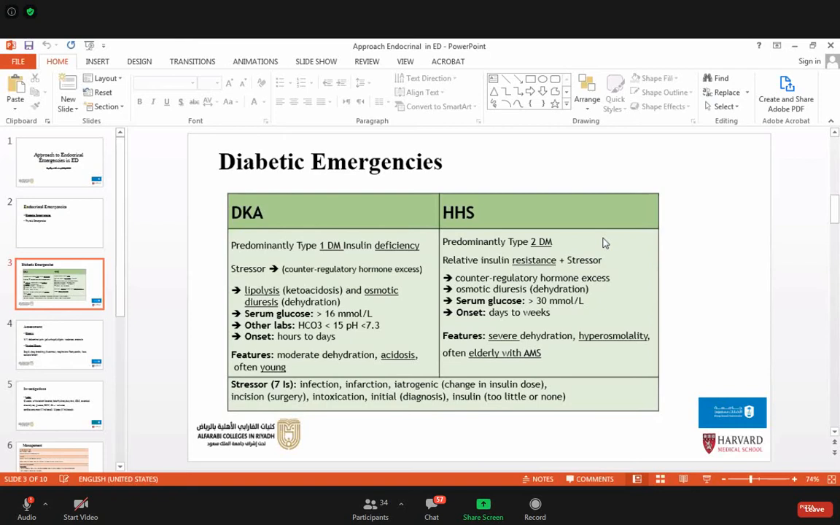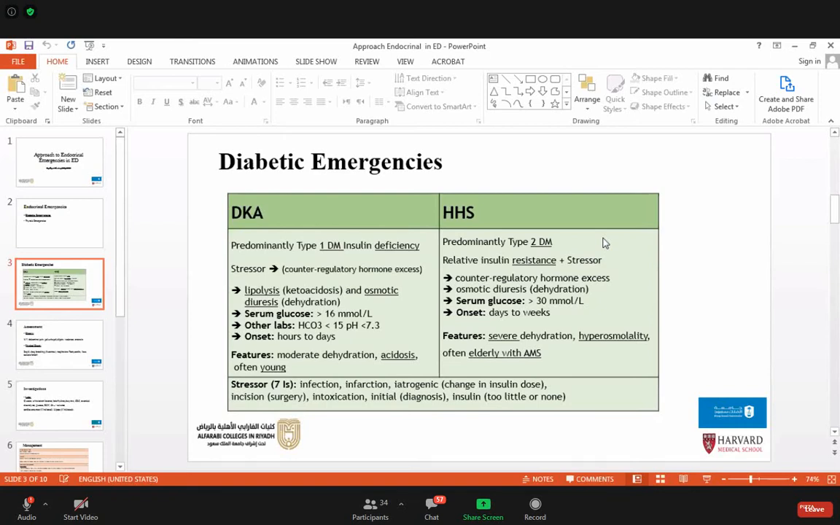Dehydration is the first to correct when you have a diabetic ketoacidosis case. Okay, keep it in mind. Correct the dehydration with IV fluids, then start correcting the electrolyte disturbance and start correcting the hyperglycemia. Okay, so the pH will be low and the bicarb will be low because it's metabolic acidosis. Then you have to think about the onset. Usually it's hours to days, unlike the hyperglycemic hyperosmolar state. It goes over days to weeks.